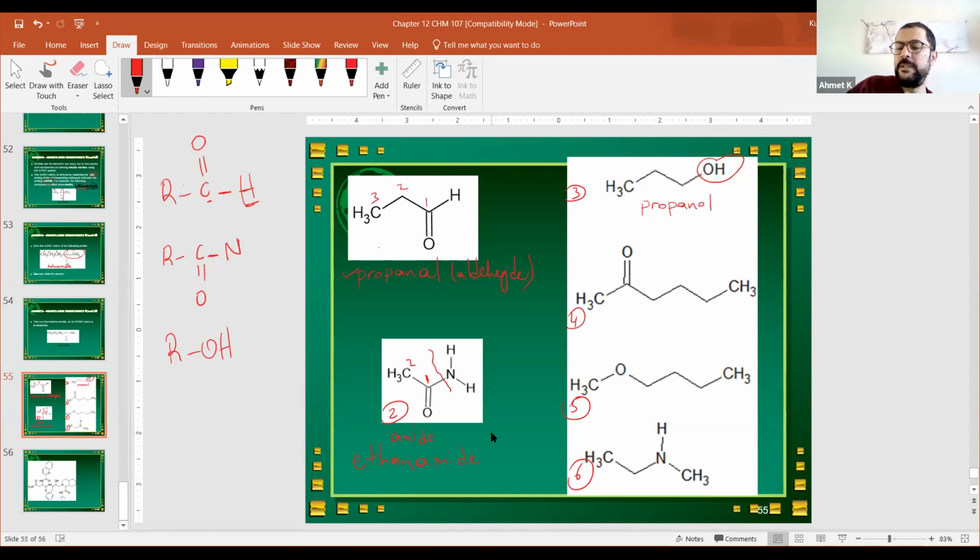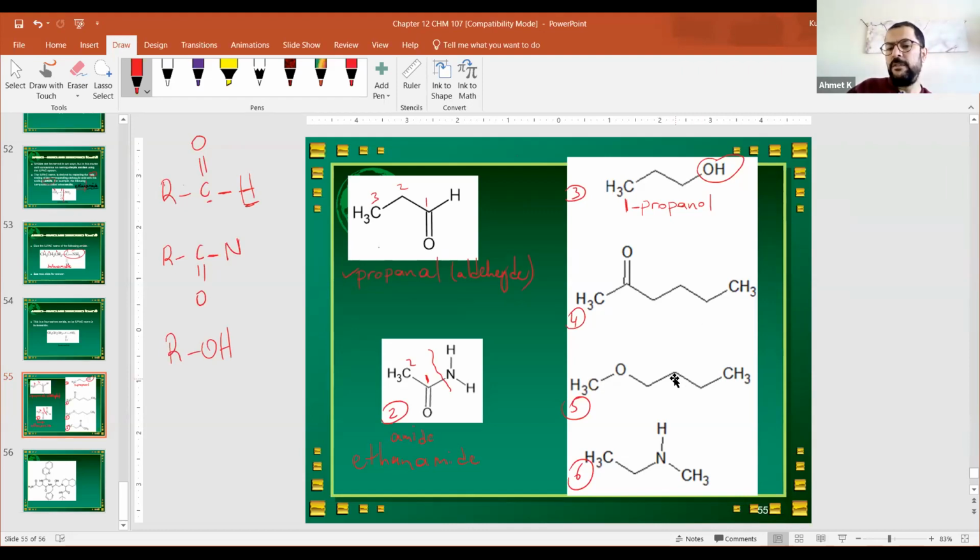Exactly, right? Because is it 1-propanol or 2-propanol? It should be 1-propanol, because this is 1-propanol. If you have 2-propanol, the OH will be here, right? And 2-propanol is actually isopropanol, which you can buy at the grocery stores, that they use for cleaning purposes.